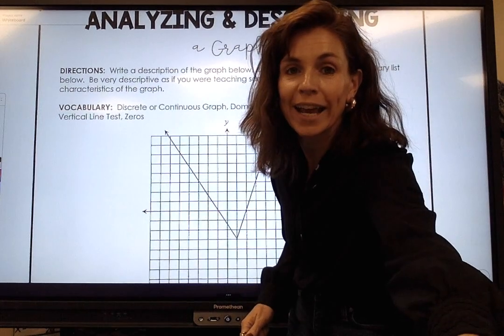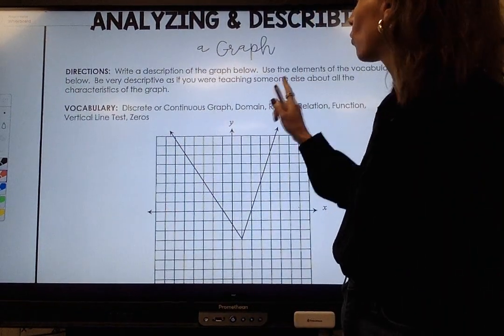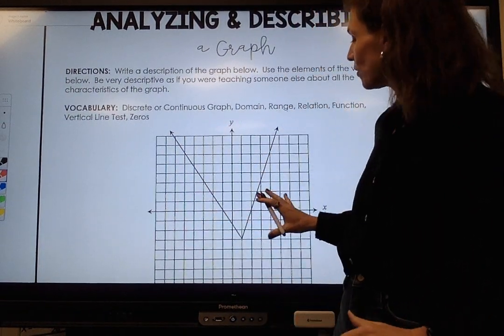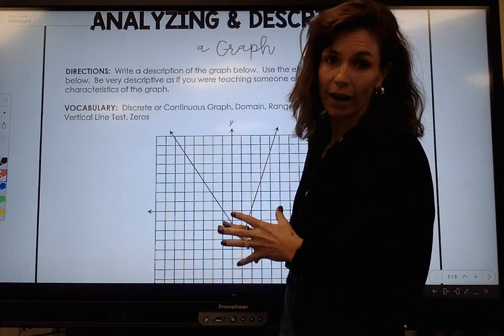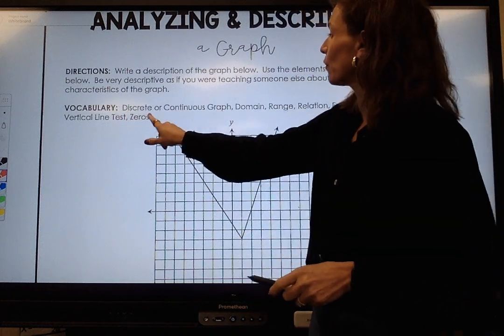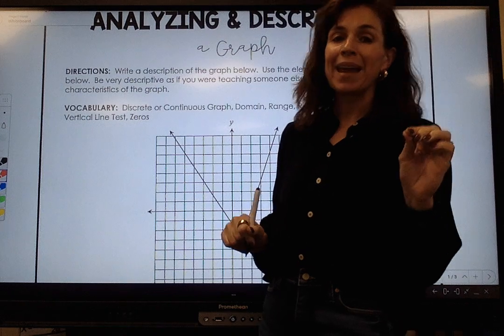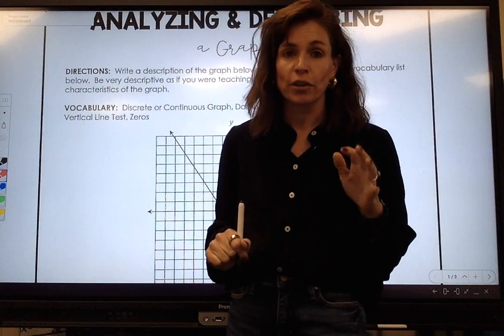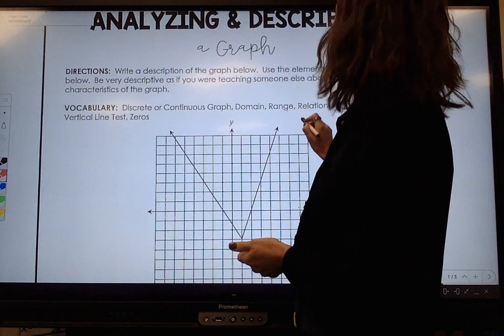Now we're going to work on analyzing and describing a graph. If I asked you to write a paragraph about this graph, and it has to contain these vocabulary words, the main focus you need to concern yourself with is answering the question because.